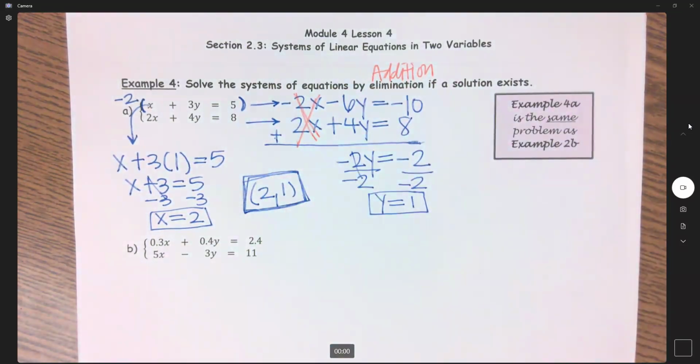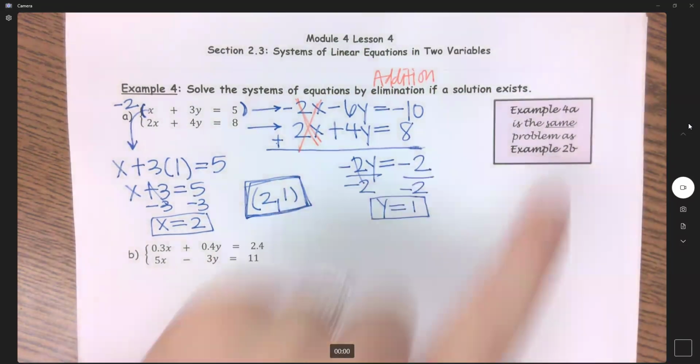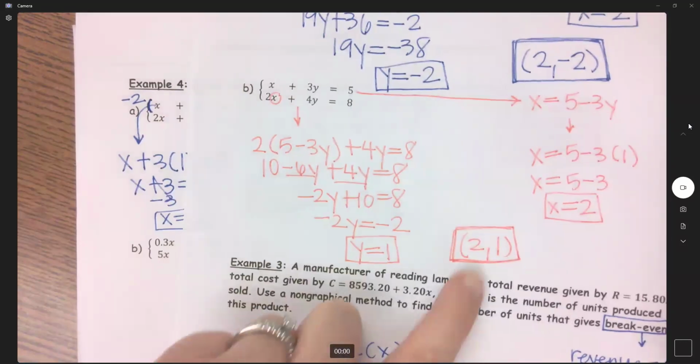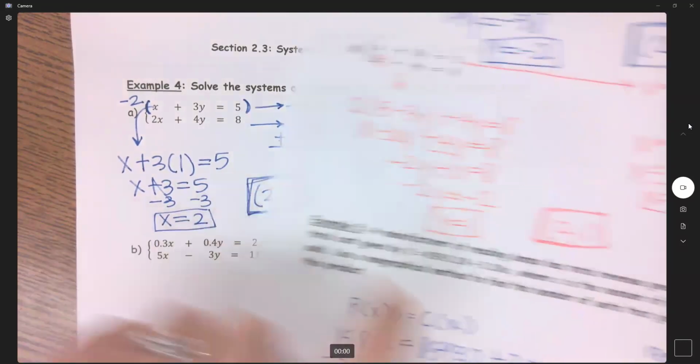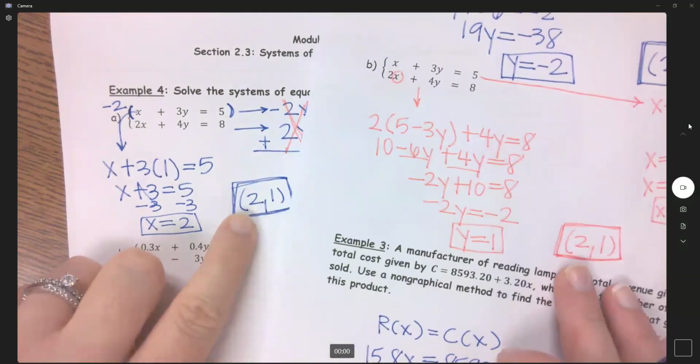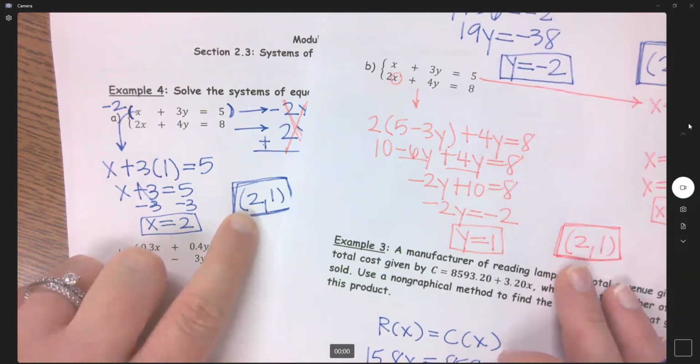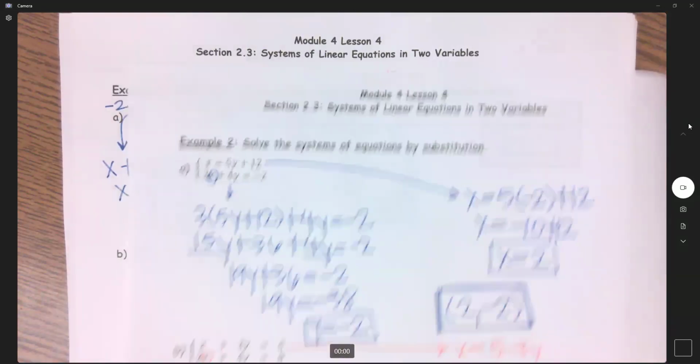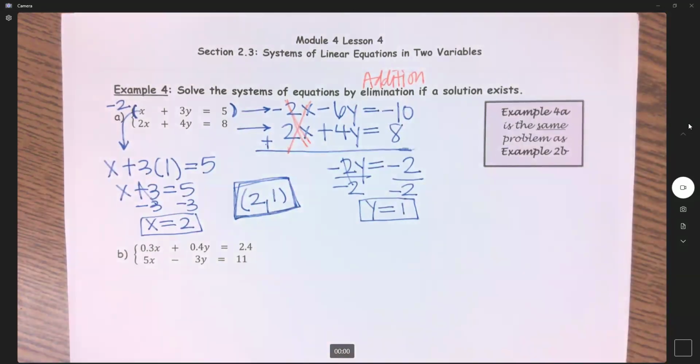which if I compare to example 2b, when we had the exact same problem, I got 2, 1. So that's why even though it says use substitution or use elimination, use whichever one is easier or whichever one you prefer, because you get the same result no matter what. And if you're taking my class on campus, I don't care which method you use either. I'm not going to tell you use substitution or use elimination. I'm going to say solve the systems of equations.